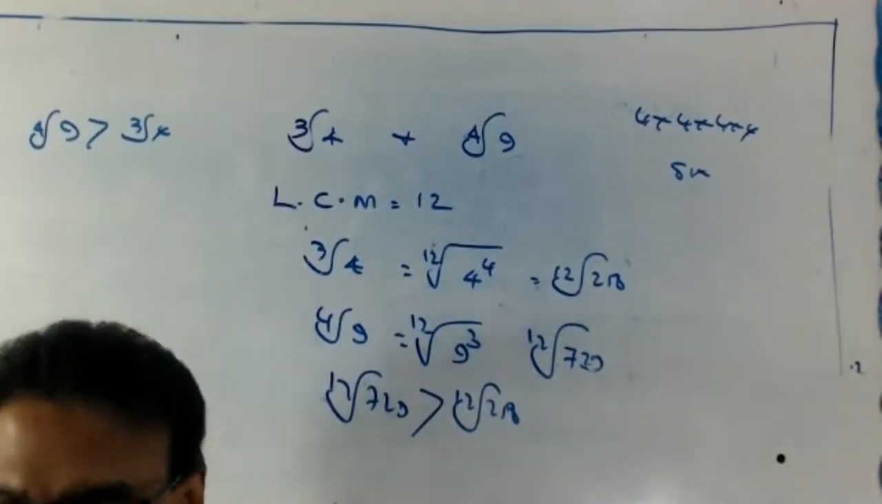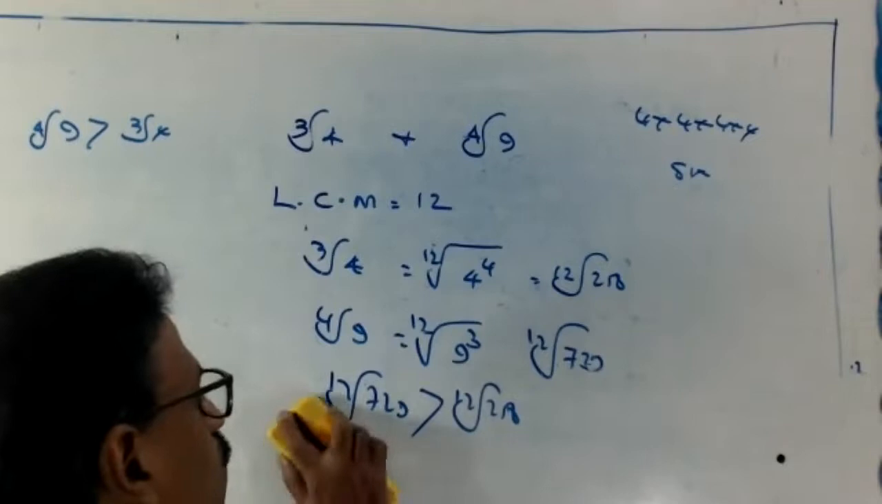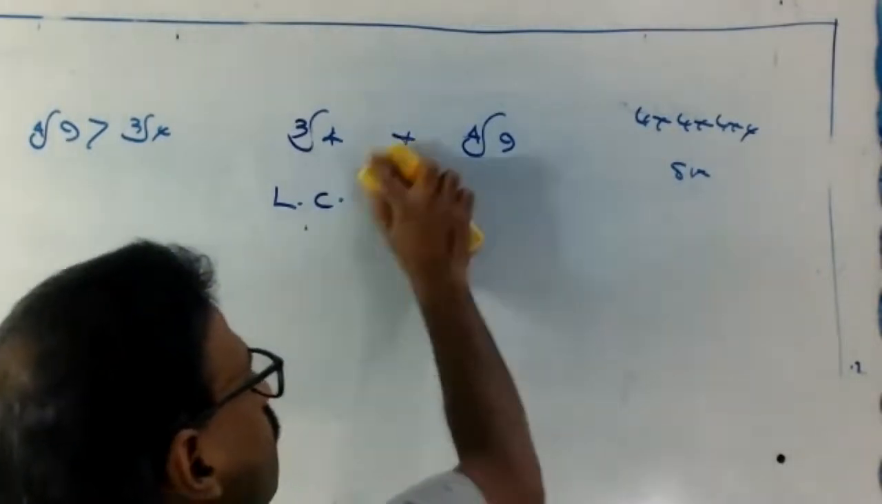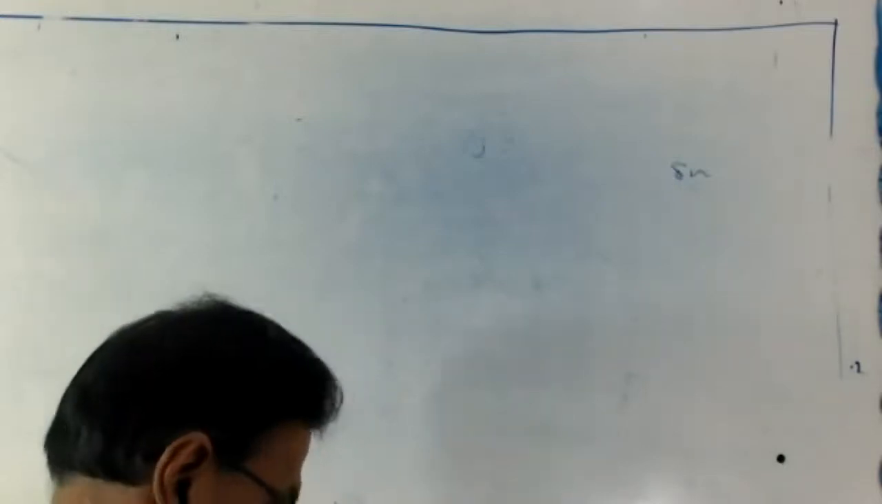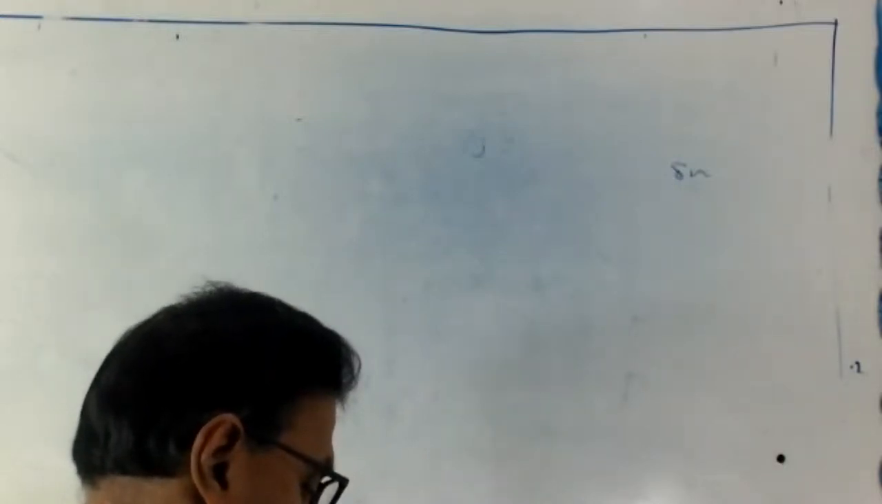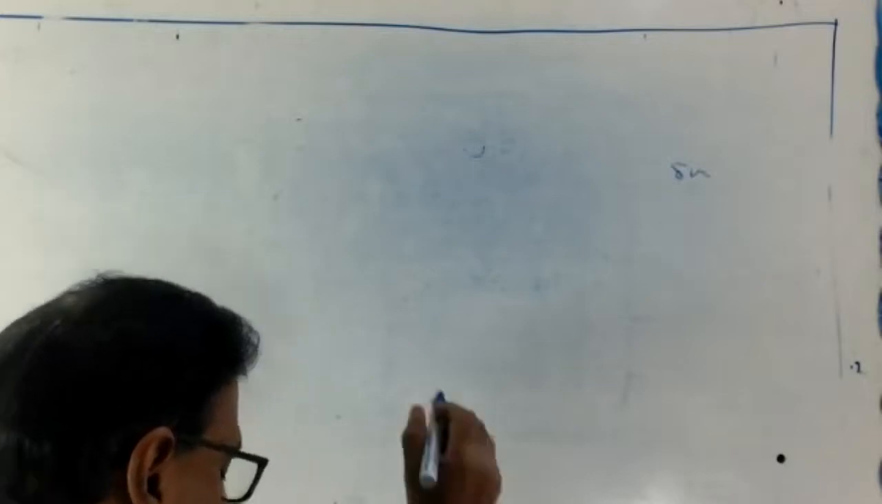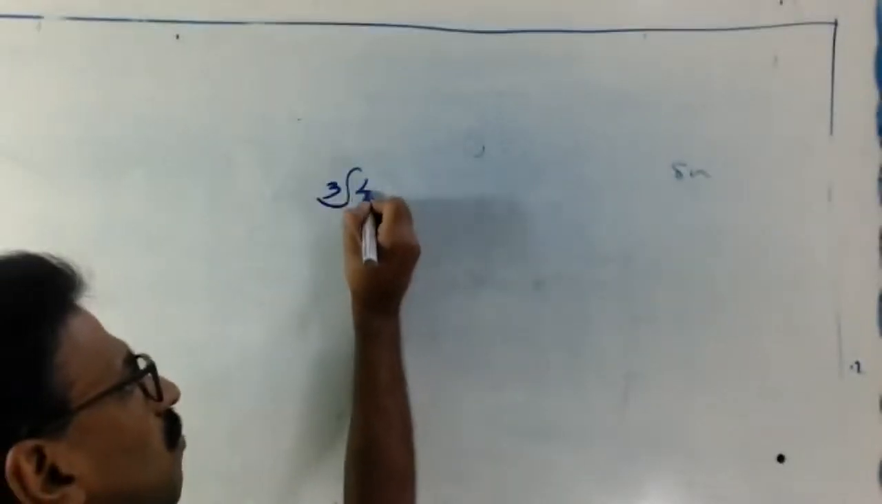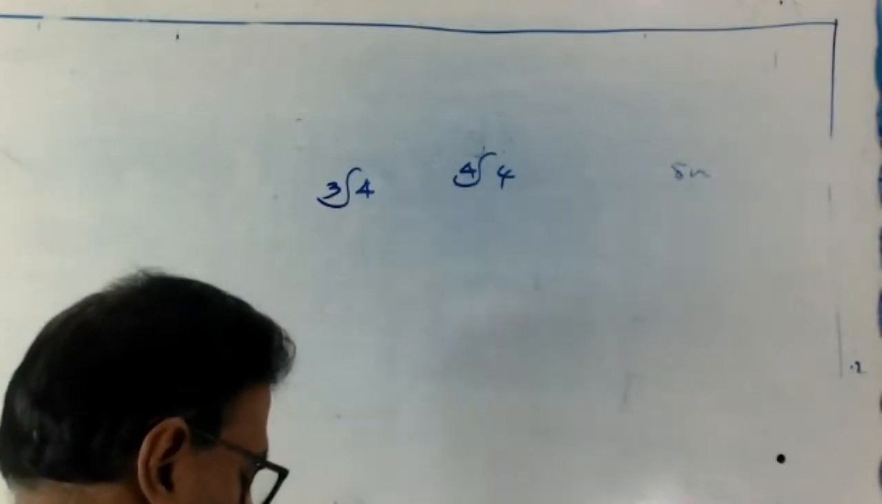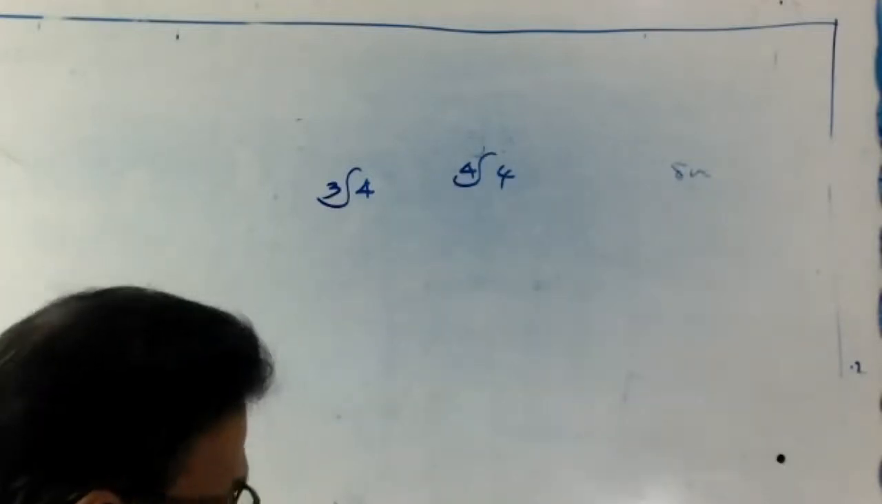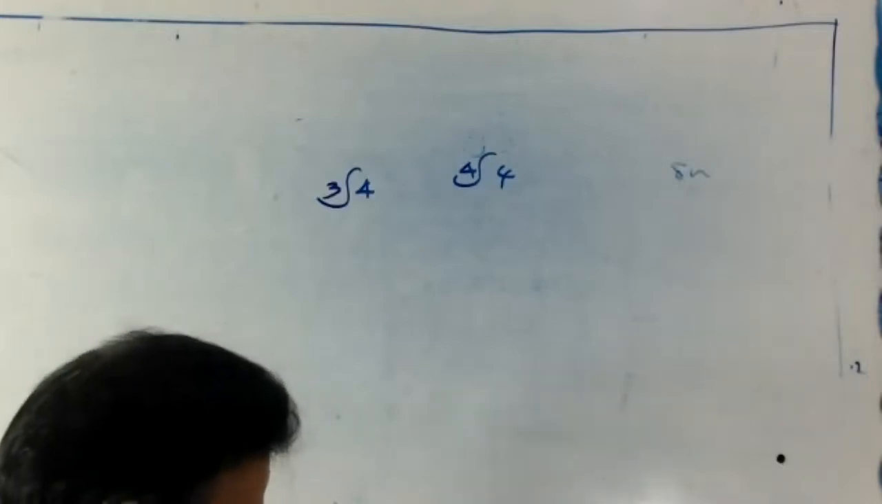Okay. Now look at here. Another one. Okay. Cube root of 4 and 4th root of 4.